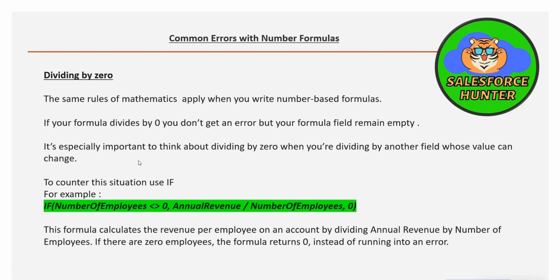If the number of employees is not equal to 0, then it calculates the revenue per employee using the same formula, that is annual revenue divided by number of employees. But if it is equal to 0, then it gives the annual revenue per employee as 0. So if the number of employees is not equal to 0, calculate like this. If it is equal to 0, then give 0 as the output. Okay, so that's how this formula is working.